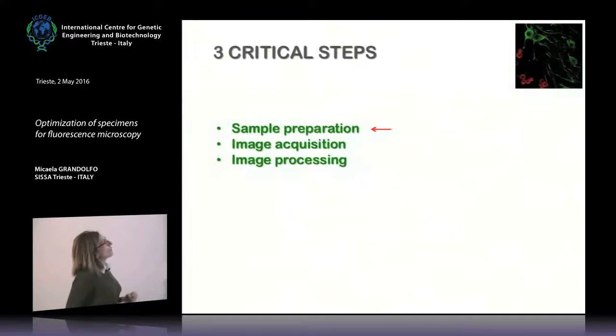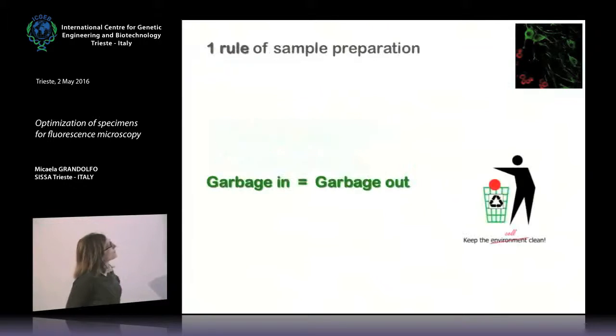When you want to acquire images in fluorescence microscopy, you have to go through 3 critical steps: the sample preparation, the image acquisition, and the image processing. I will stay on sample preparation, of course.